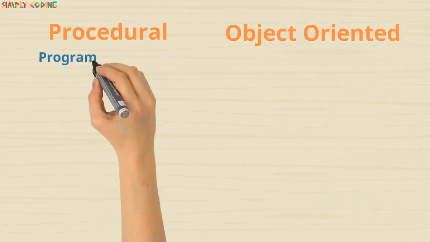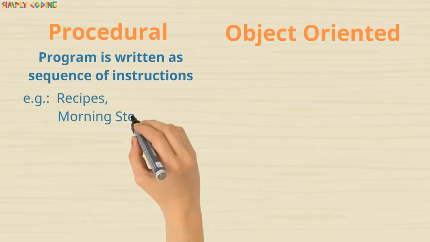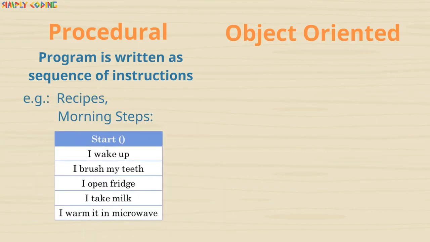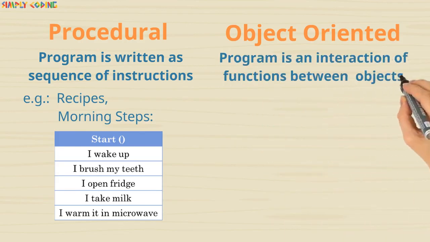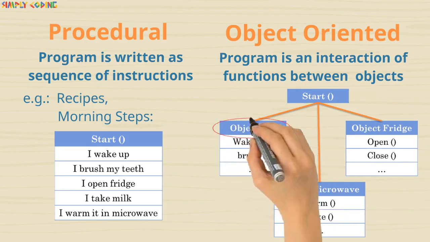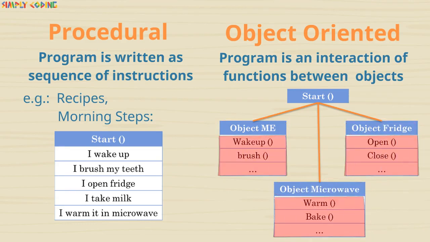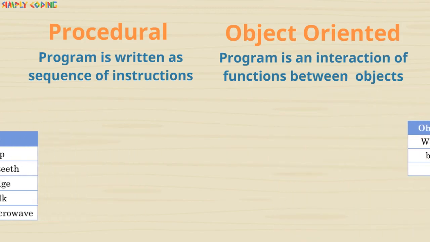In procedural language, the program is written in terms of sequence of steps to solve the problem. For example, steps given in a recipe or sequence of steps you follow when you wake up. In object-oriented languages, program is written as interaction of functions between participating objects. For example, in the steps for morning schedule, you have three objects, eye, fridge, and microwave. Each of them maintains their own internal data and exposes some functions which others can use. These functions are performed by each of them to perform the sequence of steps.